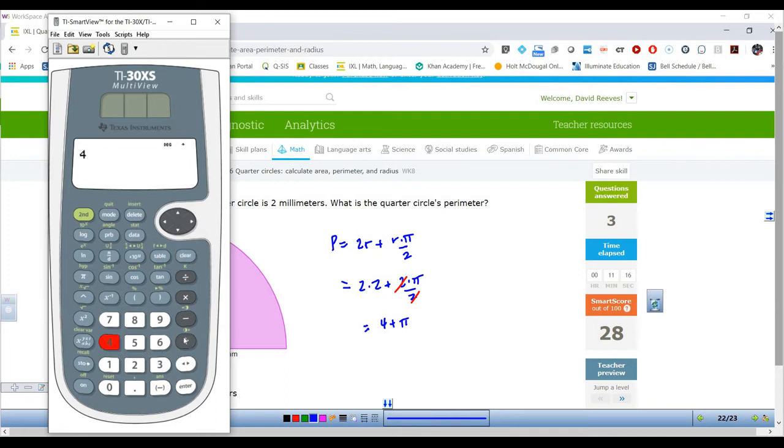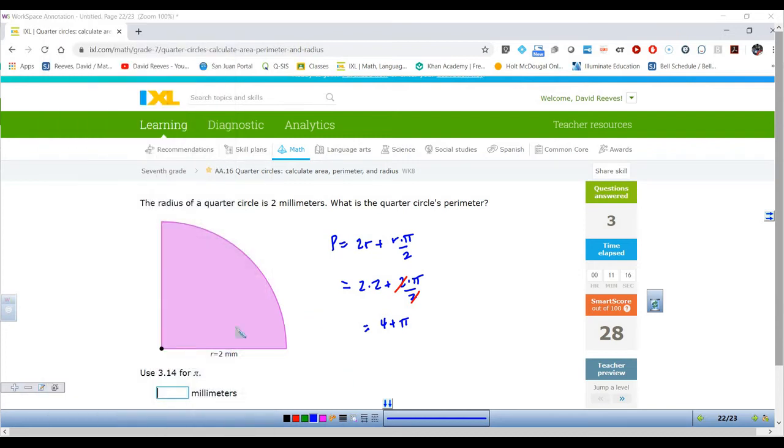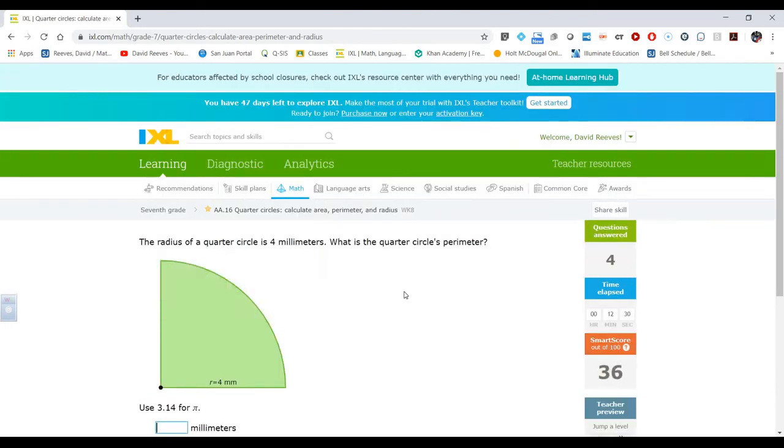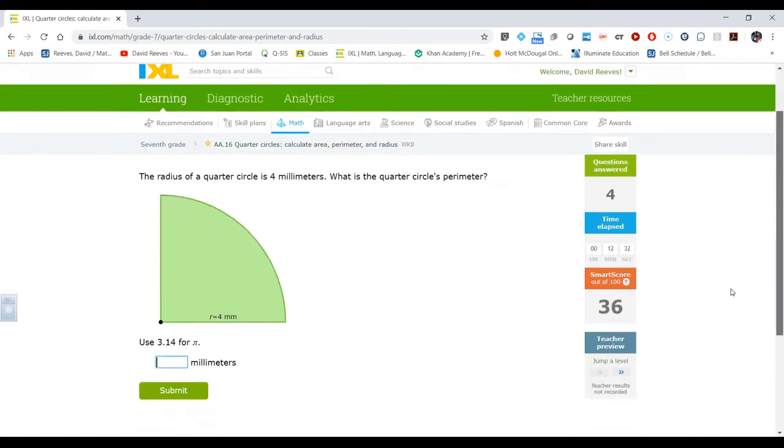So what do we want? We want 4 plus pi, but what are we using for pi? 3.14. And what do we get? 7.14. 7.14 millimeters. They did not tell us. I don't see anything about rounding, so I'm going to go 7.14. And I'm going to hit submit.